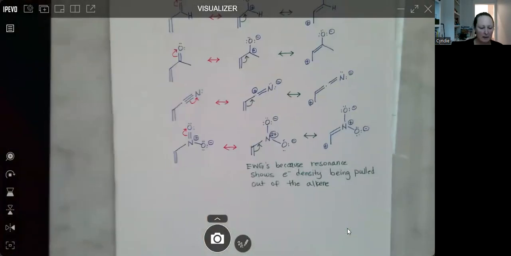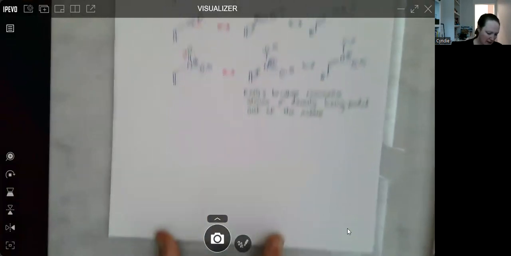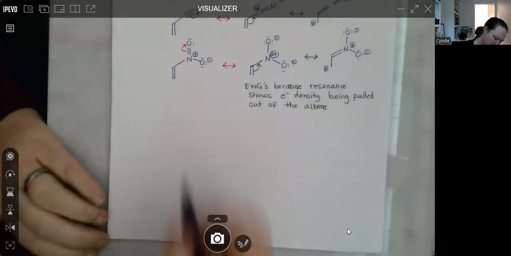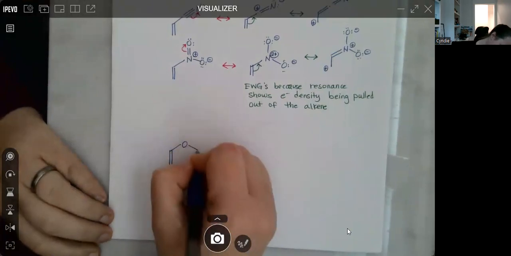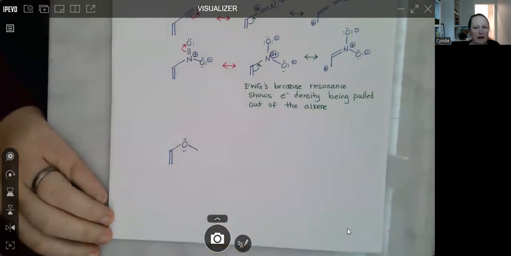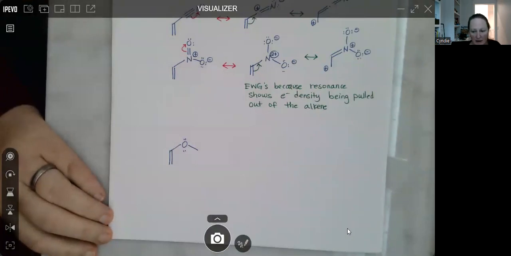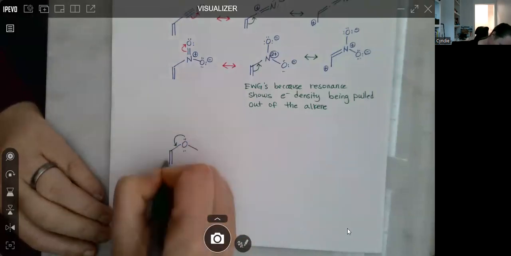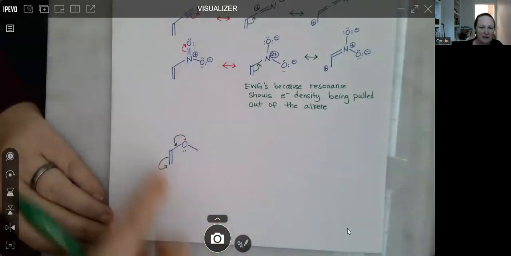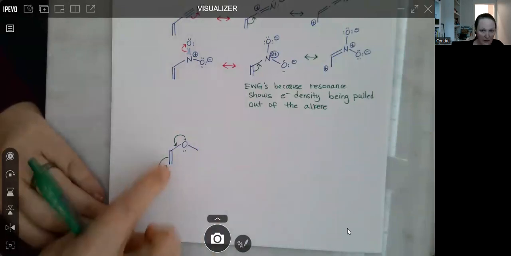Okay, so how does that compare then to an alkoxy group? So if we had the same alkene, right, and we had an alkoxy group attached to it, the only pattern we can do in that case is the allylic lone pair, which actually pushes electron density into the pi bond.